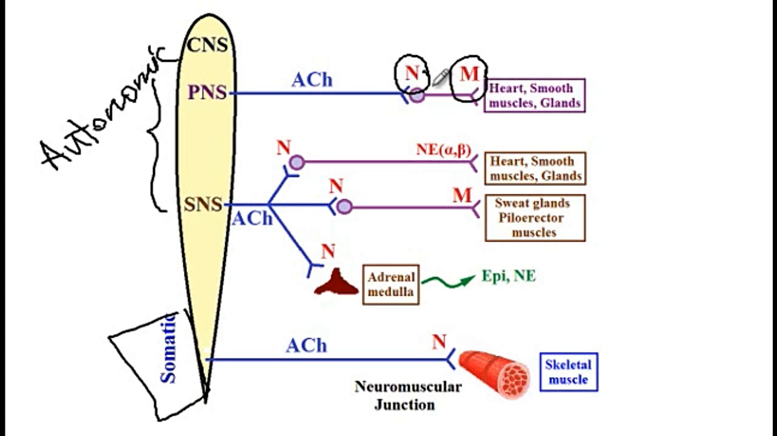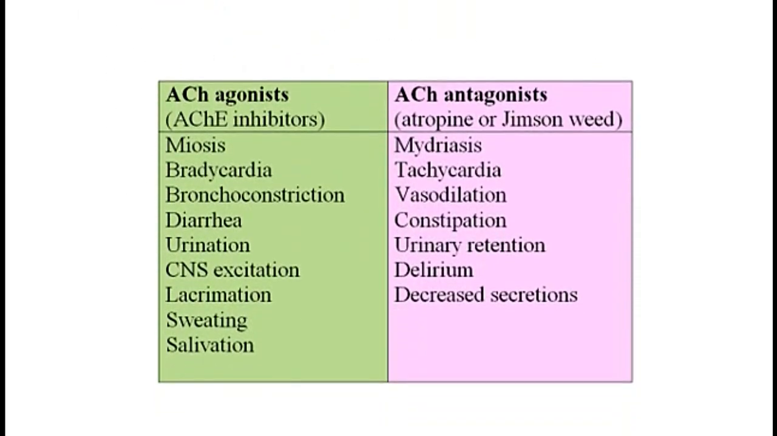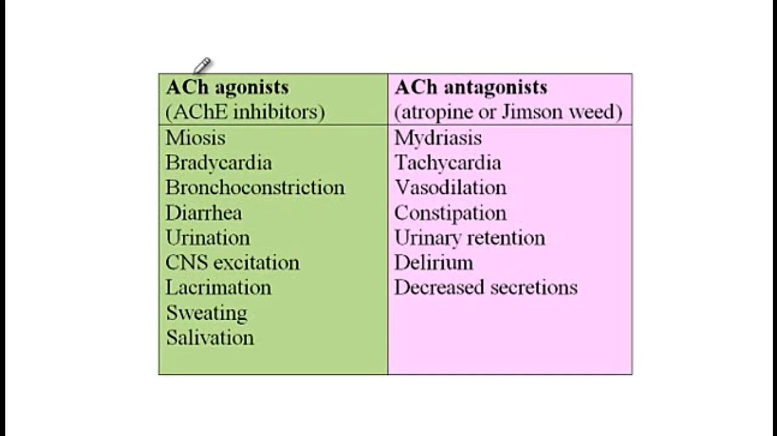So nicotinic receptors are being used in all preganglionic receptors. Here you can see that all of the preganglionic receptors are made of the nicotinic receptors. And then the parasympathetic nervous system has muscarinic receptors in the postganglionic neurons, and a sympathetic nervous system, on the other hand, has both the muscarinic as well as the adrenergic receptors in the postganglionic neurons. And then the adrenal medulla as well as the neuromuscular junction of the skeletal muscles are directly innervated by the nicotinic receptors.